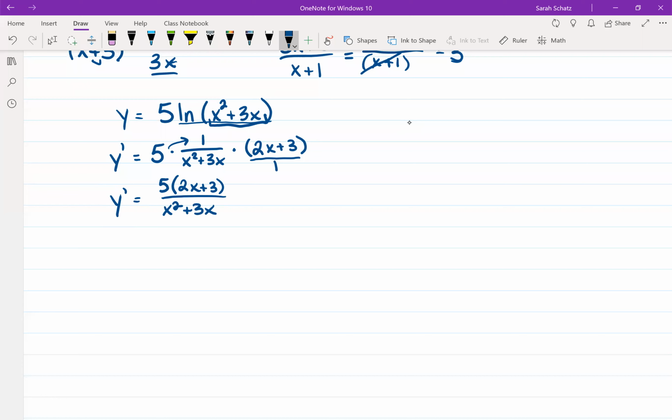From here, you could distribute that 5 if you want to. You don't necessarily have to. I probably would. I'd probably call this 10x plus 15 over x squared plus 3x. But there's not anything else you can do with this.